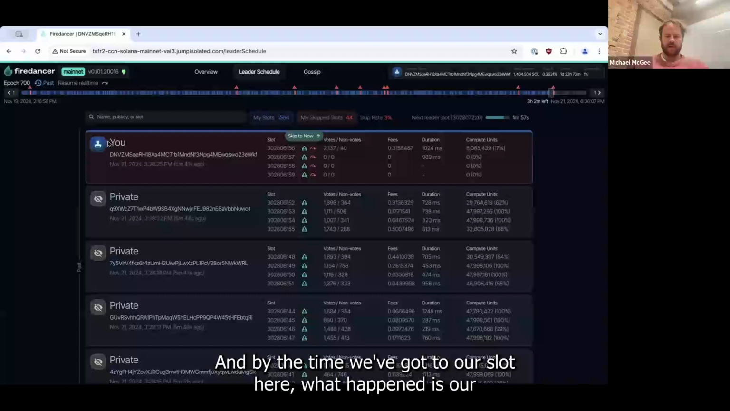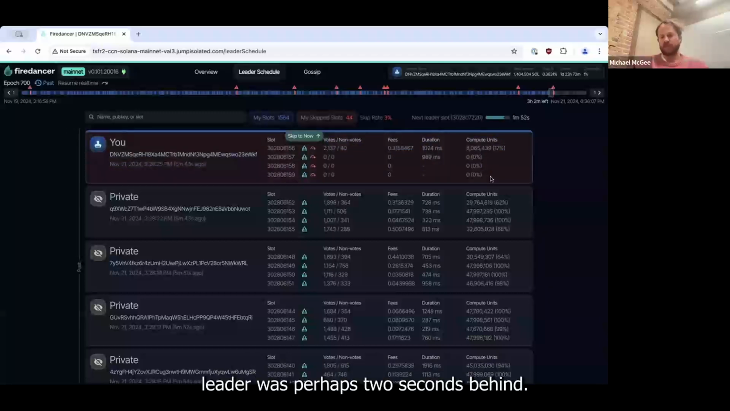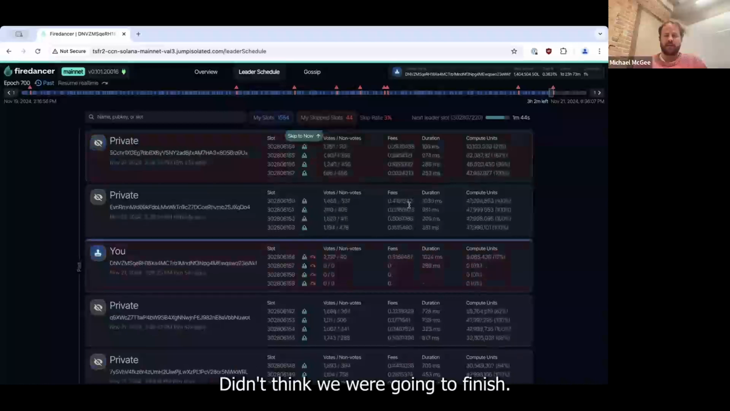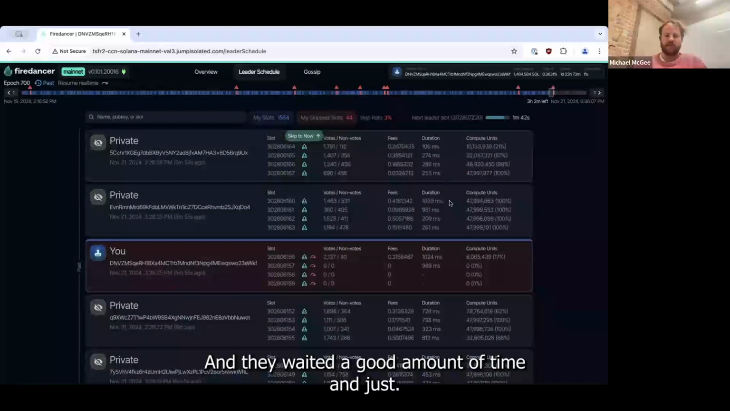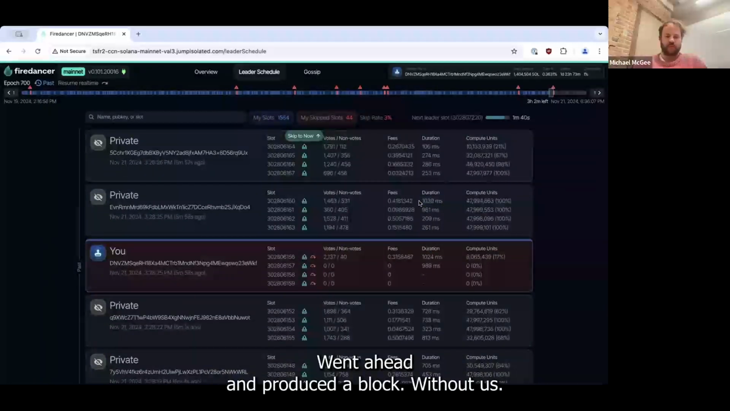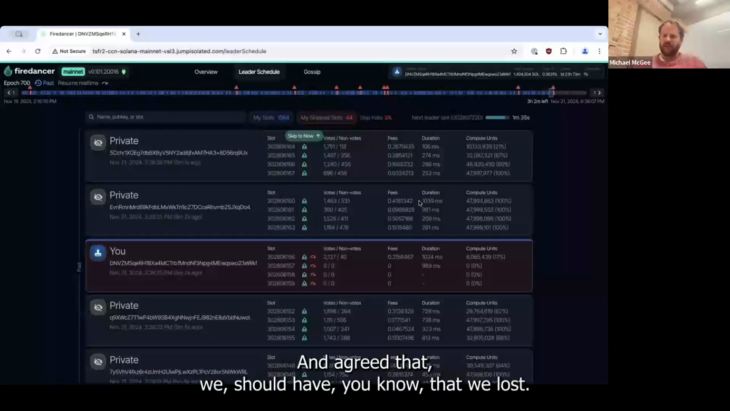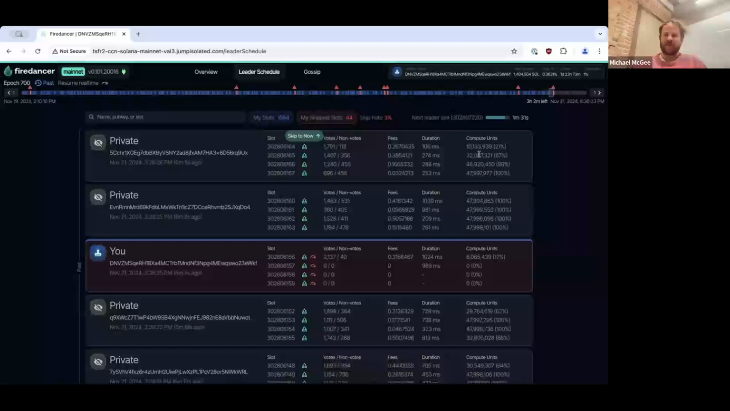And by the time we've got to our slot here, what happened is our leader was perhaps 2 seconds behind. And so we didn't start our block on time. We didn't finish it within 2 or so seconds. And so the leader after us just didn't think we were going to finish. And they waited a good amount of time and just went ahead and produced a block without us. And the rest of the network voted on that and agreed that we lost.